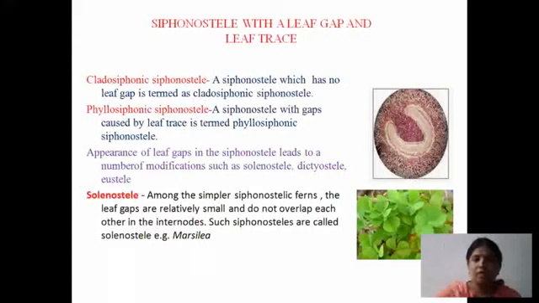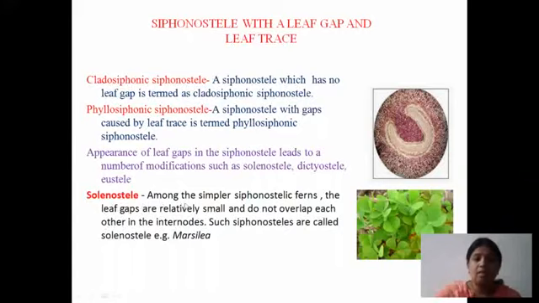Siphonostele with a leaf gap and leaf trace. Cladosiphonic siphonostele, a siphonostele which has no leaf gap, is termed cladosiphonic siphonostele, whereas phyllosiphonic siphonostele is a siphonostele with gaps caused by leaf traces. Appearance of leaf gaps in the siphonostele leads to a number of modifications such as solenostele, dictyostele and eustele.